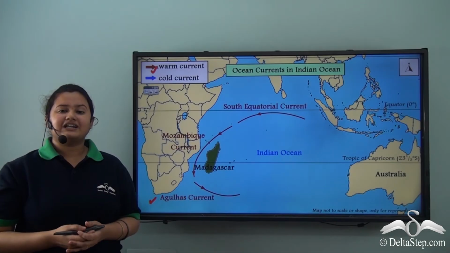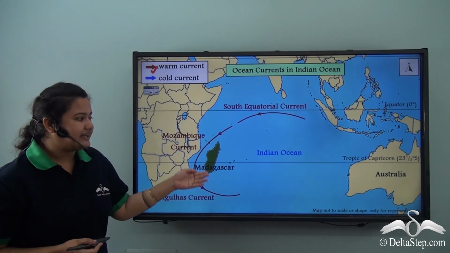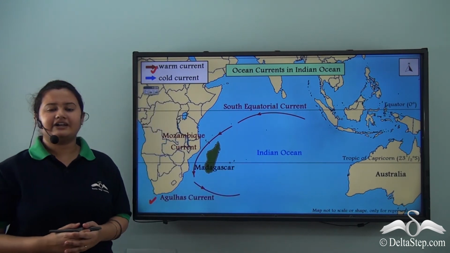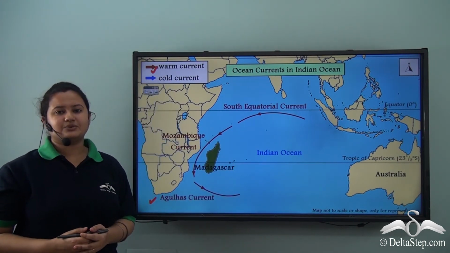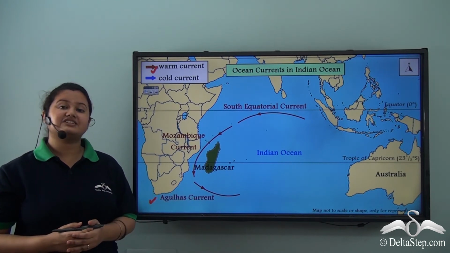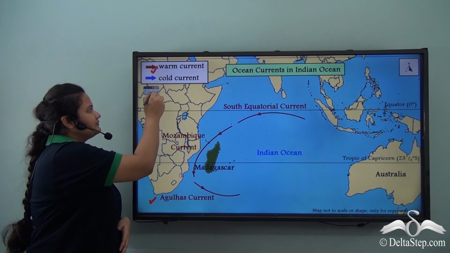Now, Agulhas current has reached the temperate zone. See, it is below Capricorn. So, Agulhas current has reached the temperate zone. Now, we will see what happens when this ocean current has reached the temperate zone.